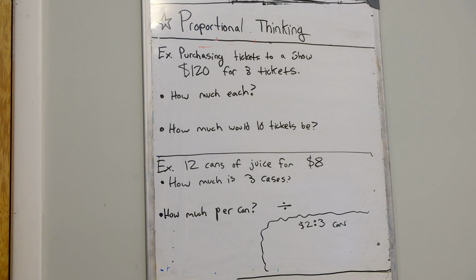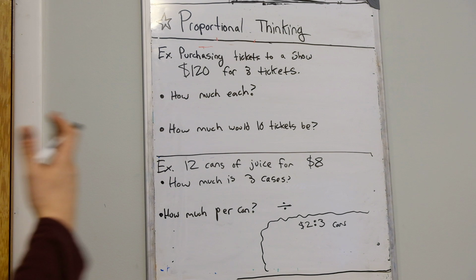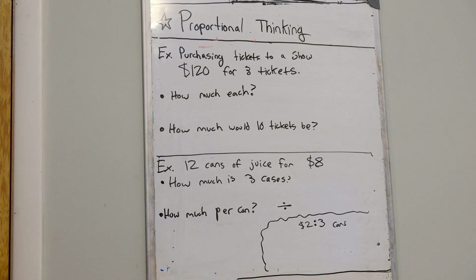Alright, so this video is on proportional thinking at sort of an intermediate level. So you already know what ratios are and you know how to do equivalent ratios. So we're going to just use some examples of proportional thinking to solve some problems. So there's two examples we'll look at.